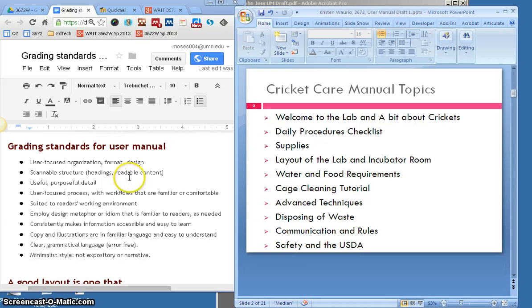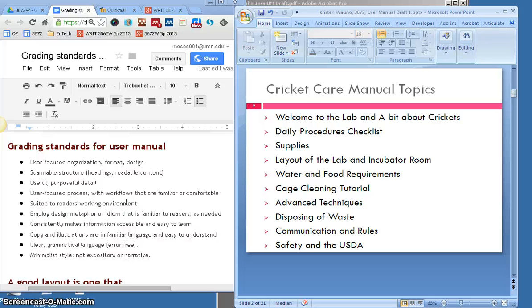So overall, I'm looking at user-focused organization, yes, for the most part, but with a need for some attention to details of formatting and design. Scannable structure for the most part, very strong, nicely organized. Useful, purposeful detail, absolutely, especially in those captions. Very good job of detailing what's in each of the images.